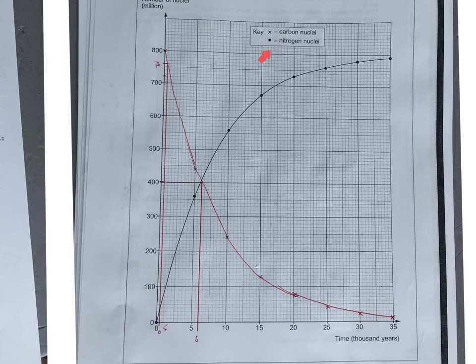So it's going to be the crosses, the ones we've just done. You can see the half-life, 800 down to 400. It's the same half-life from both anyway. So we halve the 800 to 400, bring it down, and it's 6 because each square is 0.5.